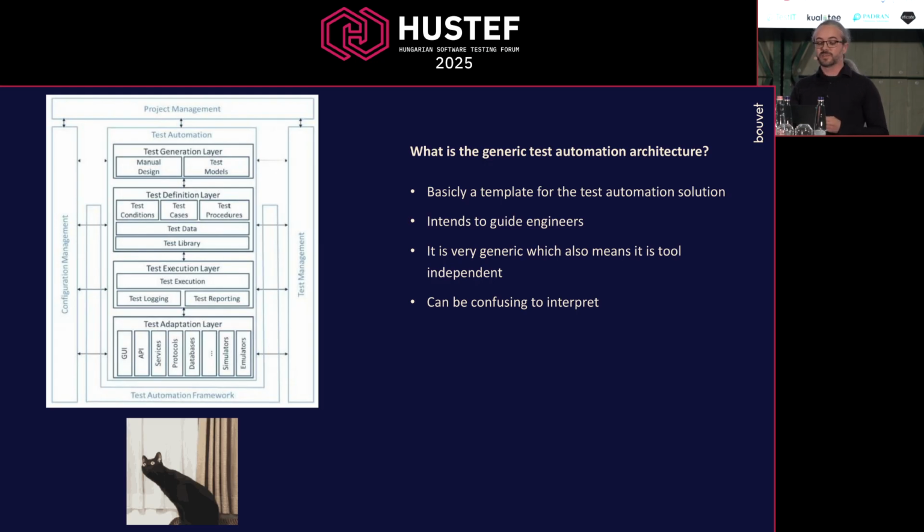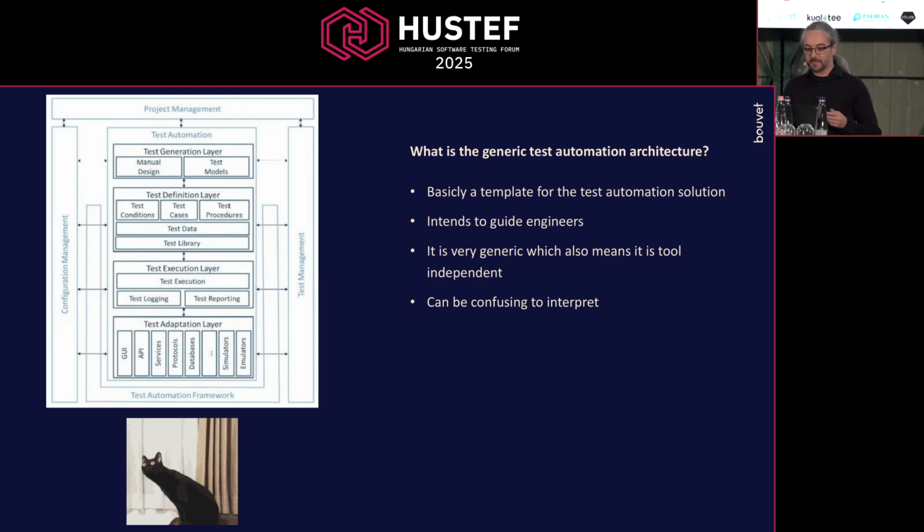Today's topic is the generic test automation architecture. What is the generic test automation architecture at all? I first met this concept or model in my ISTQB preparation material. And I was a bit confused about it at first sight. So I decided to demystify it for you. It is basically a template for the implementation of a test automation solution. Simple as that. Everything that matters is included in this model. It intends to guide engineers towards a well-structured and functional solution that we can use in our everyday work.